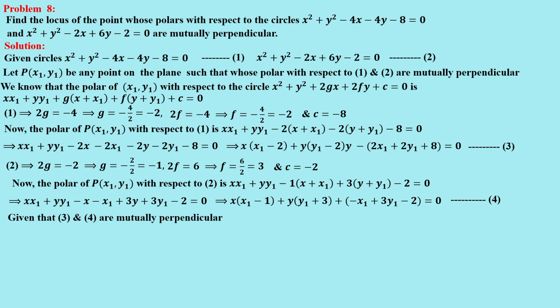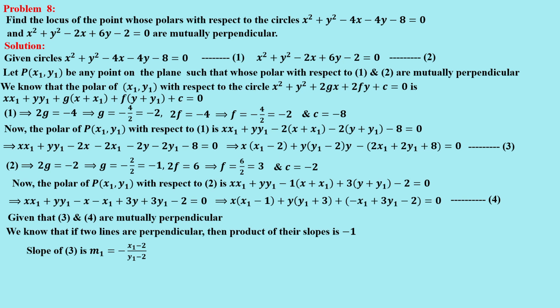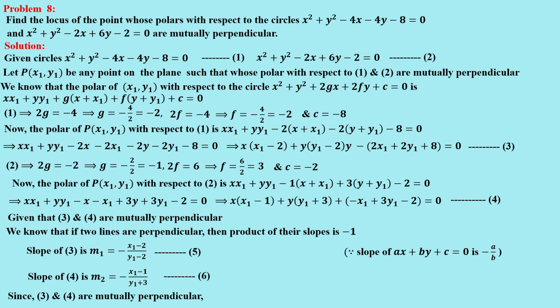Given that 3 and 4 are mutually perpendicular, we know that if two lines are perpendicular, then the product of their slopes is −1. So the slope of 3, let it be m1, is equal to −(x1 − 2)/(y1 − 2). We know the slope of ax + by + c = 0 is −a/b, so we are using that formula; that is equation number 5. The slope of 4, let it be m2, is −(x1 − 1)/(y1 + 3), that is equation number 6. Since 3 and 4 are mutually perpendicular, 5 into 6 equals −1, so m1m2 = −1.